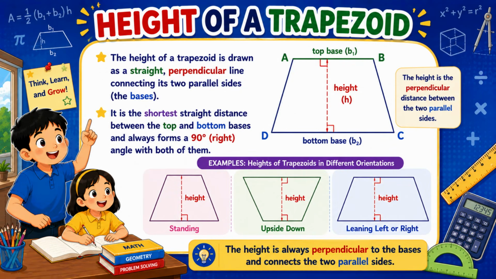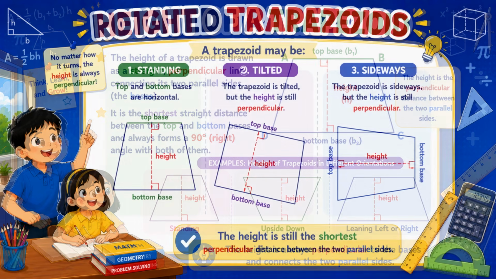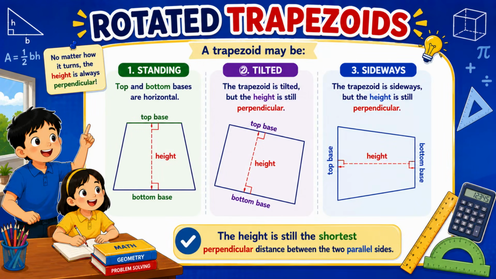The height is the perpendicular distance between the two parallel sides. The height connects the two parallel sides. A trapezoid may be standing, tilted, sideways. The height is still the shortest perpendicular distance. The height is never the slanted side.